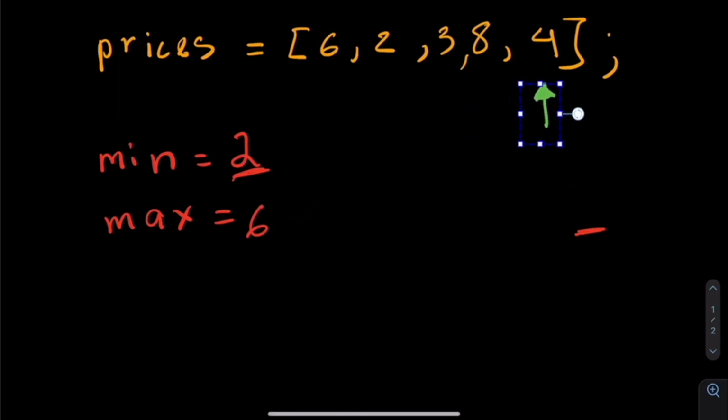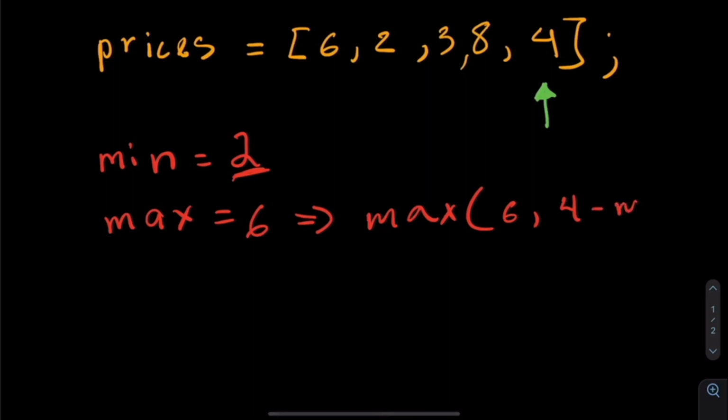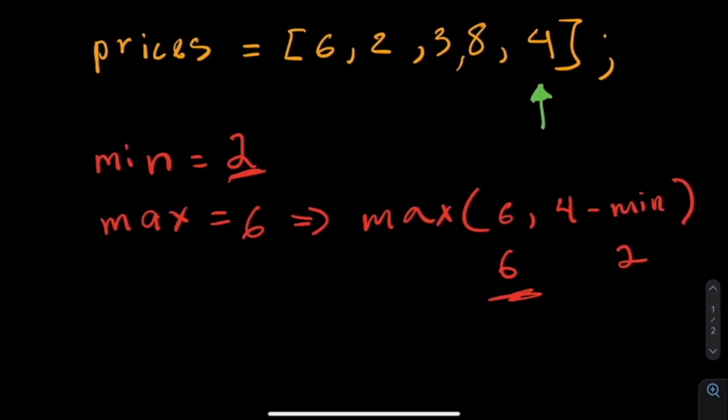Lastly, we move to the 4. Is 4 less than our minimum, 2? No, it's not. So we go straight into the max variable and evaluate which value is larger: the previous max, which is 6, or 4, our current value, minus the minimum, which is 2. This turns out to be 2, and the other is just 6. Therefore, we stay with the 6.